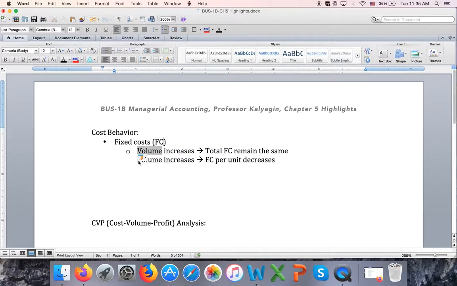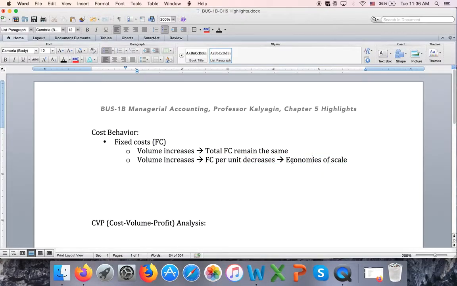This is the rule. So when we produce more units, when the volume increases, when we make more units, total fixed cost remains the same. But if I look at fixed cost per unit, if I produce more units, if the volume increases, my fixed cost per unit decreases. And that leads to the concept known as the economies of scale.